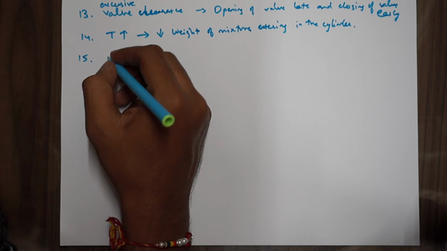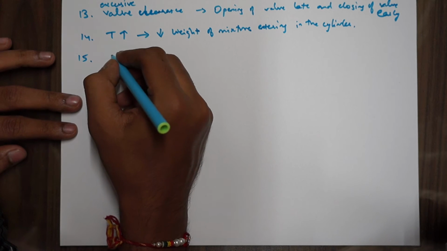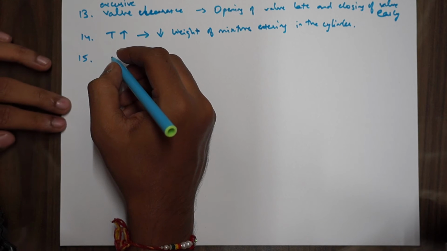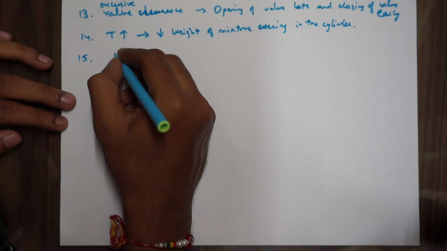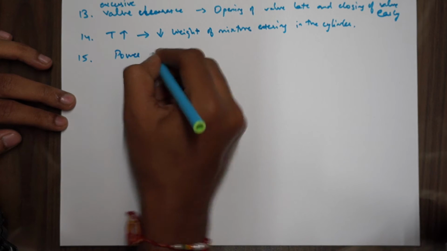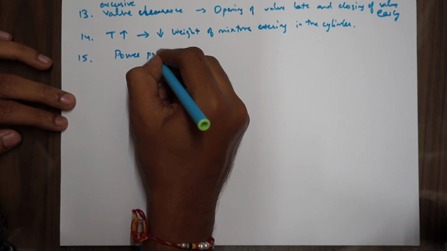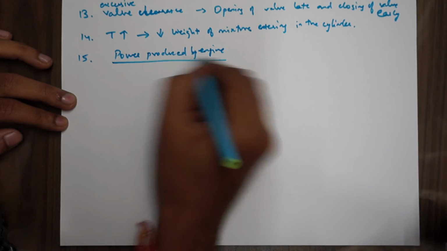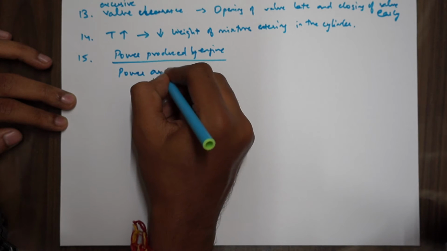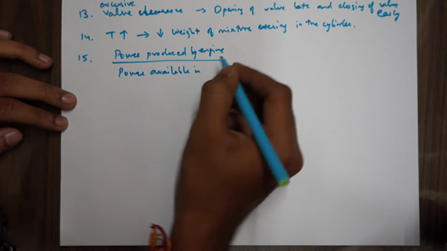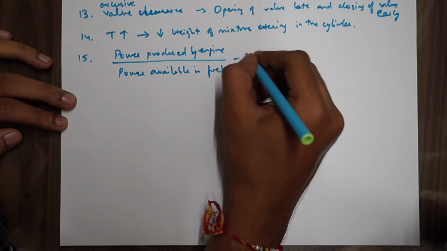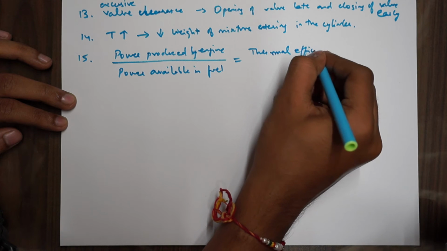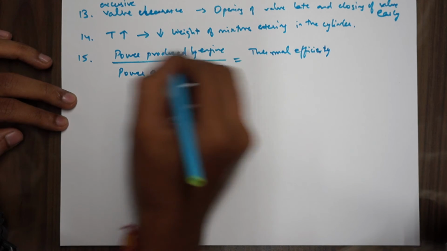Okay, next, the ratio of power produced by the engine to the power available is thermal efficiency, that I already mentioned in the previous one. You can just write it down again. Power produced by engine by power available in fuel. This is your thermal efficiency. Okay, this is the ratio.